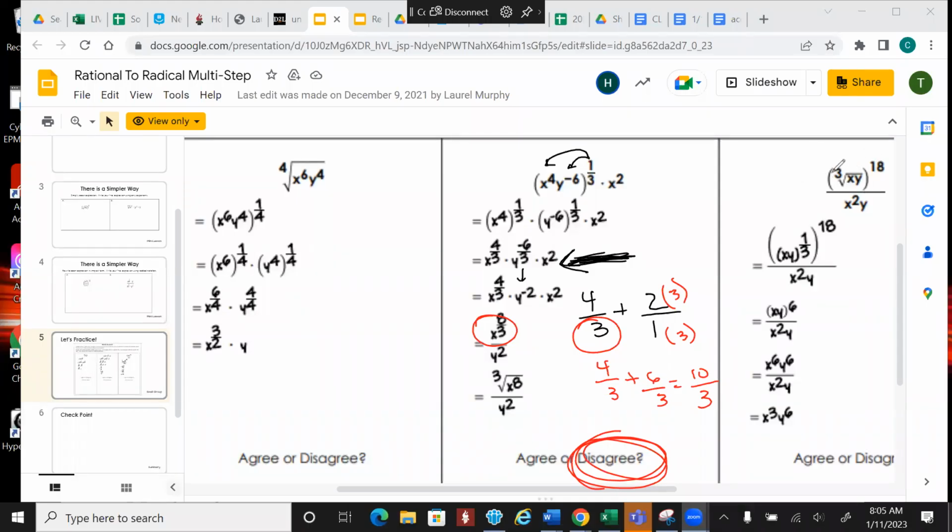Okay. This last one. We have a cubic root of something raised to the 18th power. So what they did from here to here is they went ahead and wrote this as a rational exponent. Then they multiplied 18 times 1/3 and they simplified it to 6. They distributed out this exponent to each part. So that's x to the 6, y to the 6. And then what are we going to do from here to here on that last step?